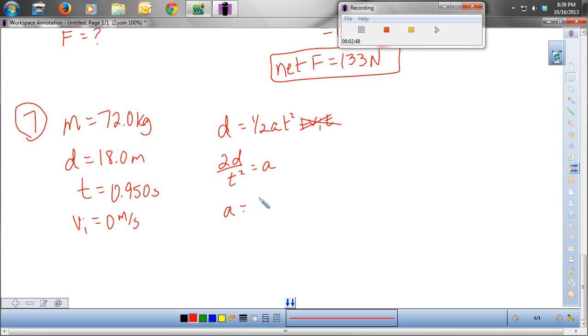So a is going to be equal to 2 times 18 meters over 0.95 seconds squared. Don't forget to square it. So when I did that math, I got the acceleration to be 39.9 meters per second squared.